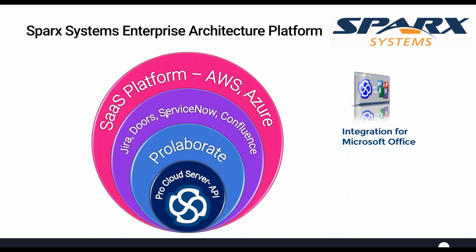Jira, Doors, ServiceNow, Confluence, and Polarion. There are some out-of-the-box integrations that are supported by Sparx Systems, but anything that's not in the list can also be easily implemented. So if there is a compelling requirement to integrate with a new tool, and if that tool also has a REST API, then we should be able to enable that integration. So we have done that for some custom bespoke applications.